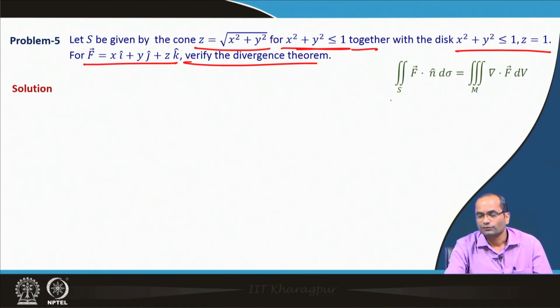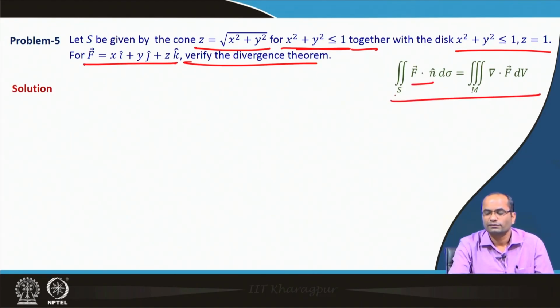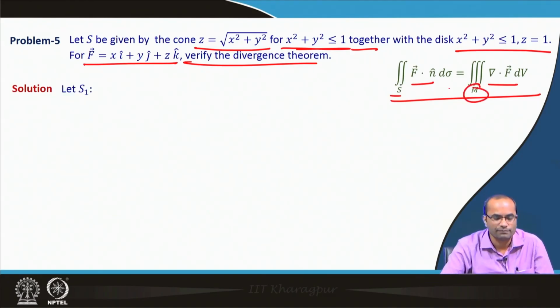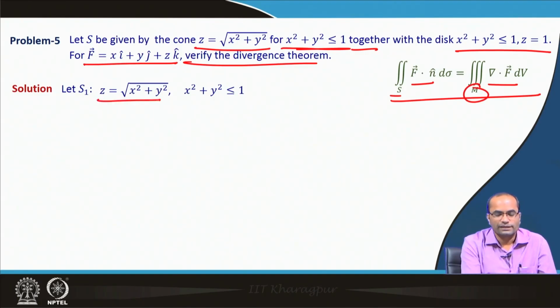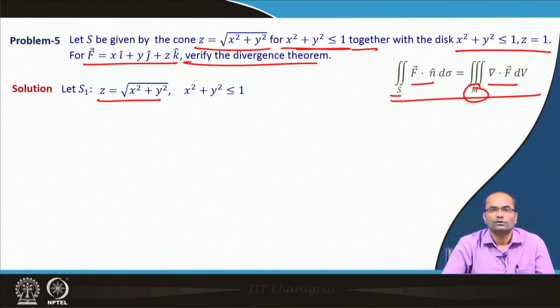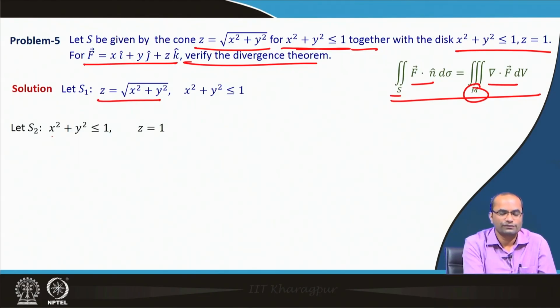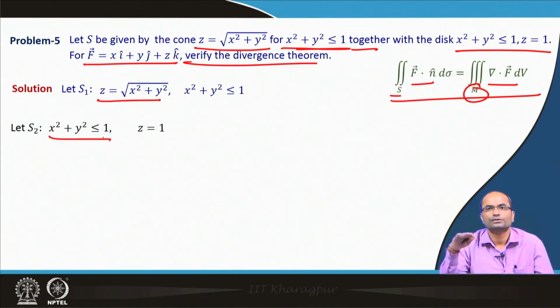We have to verify this, that means this f dot n over the surface, and then the divergence of f over this covered volume, which we are denoting here by M. So, we have z equal to square root of x square plus y square, one surface which is the cone there, and then the other surface we have is the disk, which is the cap on this cone.